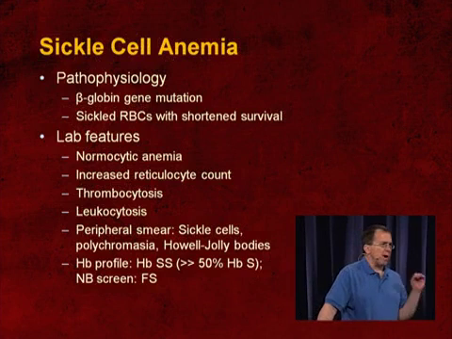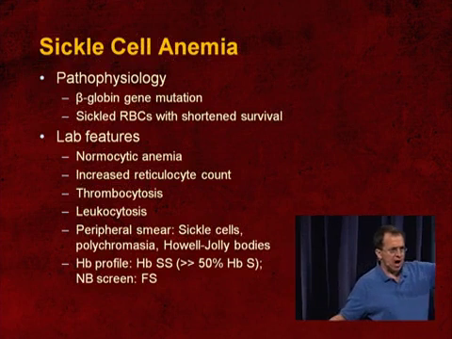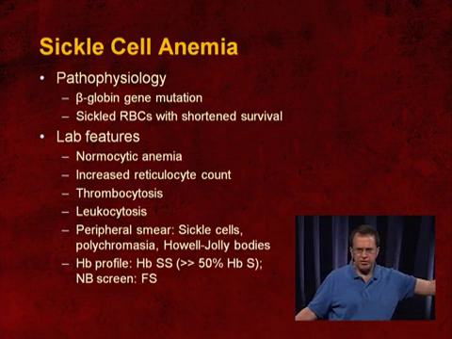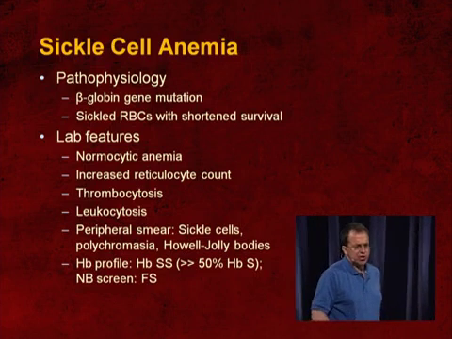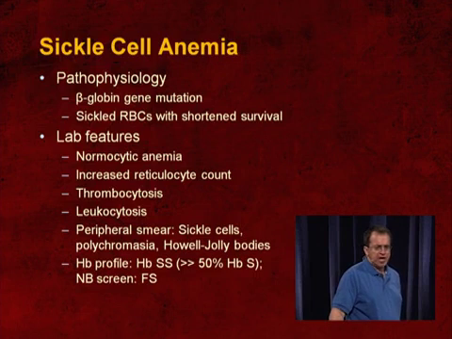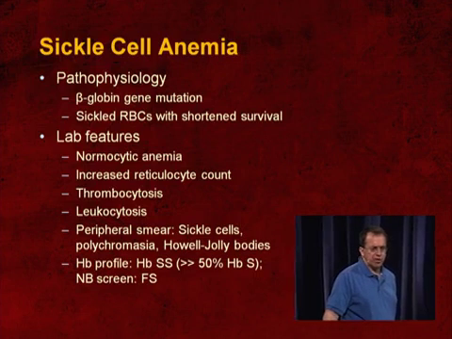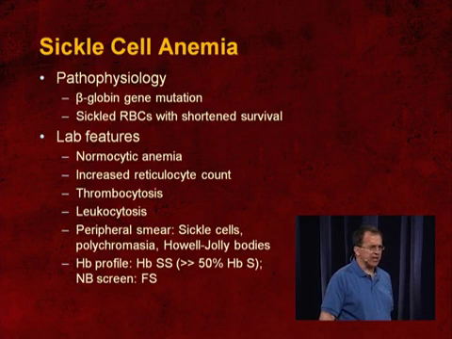Sickle cell anemia. Remember, we said anemias, when we talk bad hemoglobin, are thalassemia, where I'm not making enough of one of the chains. Sickle cell, I got a mutation in one of my chains. So sickle cell anemia is a mutation in the beta globin gene, okay? And you get sickled red cells with shortened survival, and that's why you get anemia, elevated retics.